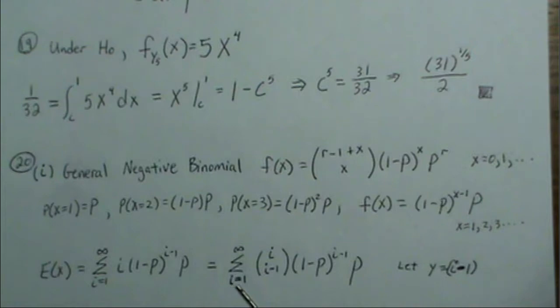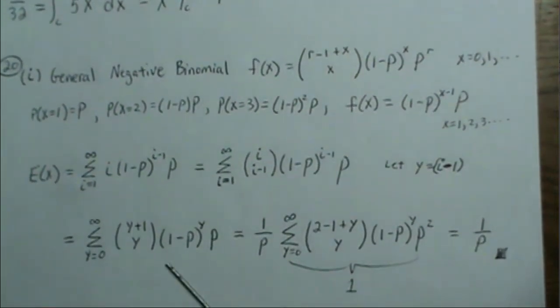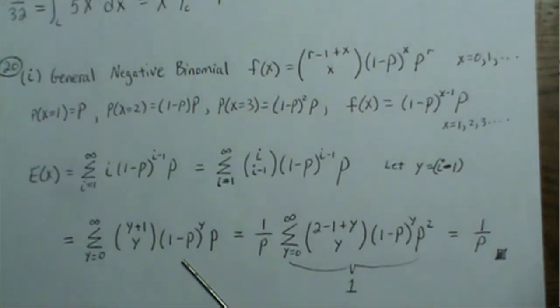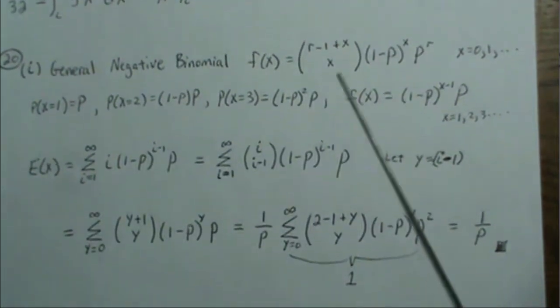And then instead of going from i equal 1 to infinity, we're going to go from y equal to 0 to infinity. And that's what we get here. So this is just a simple substitution. Remember, what we plug in for the variable for our summation is sort of a dummy variable, so it doesn't matter.